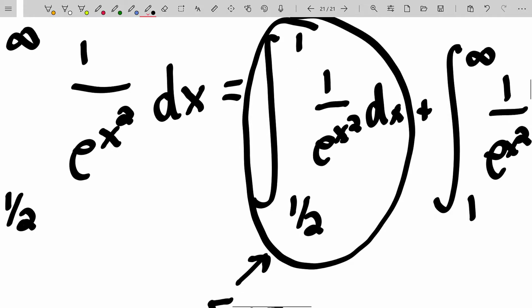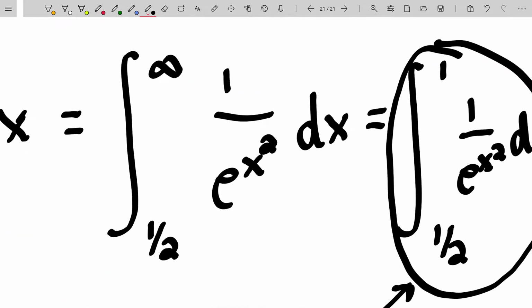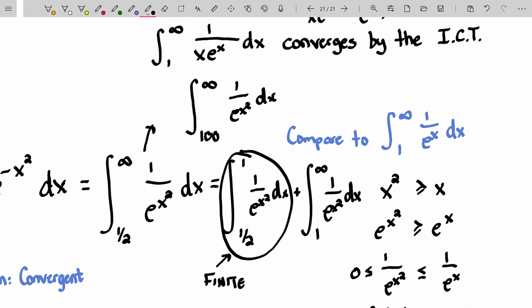In fact, the convergence or divergence of this improper integral right here, I could actually do that entire problem based upon throwing out everything from 1/2 all the way up to 100 and integrating from 100 to infinity of 1 over e to the x squared dx. Because again, the area from 1/2 to 100 underneath that curve is just some finite number. If I want to throw it out, I'm allowed to, because the finitude of that number will not affect the convergence or divergence of the rest of the integral.